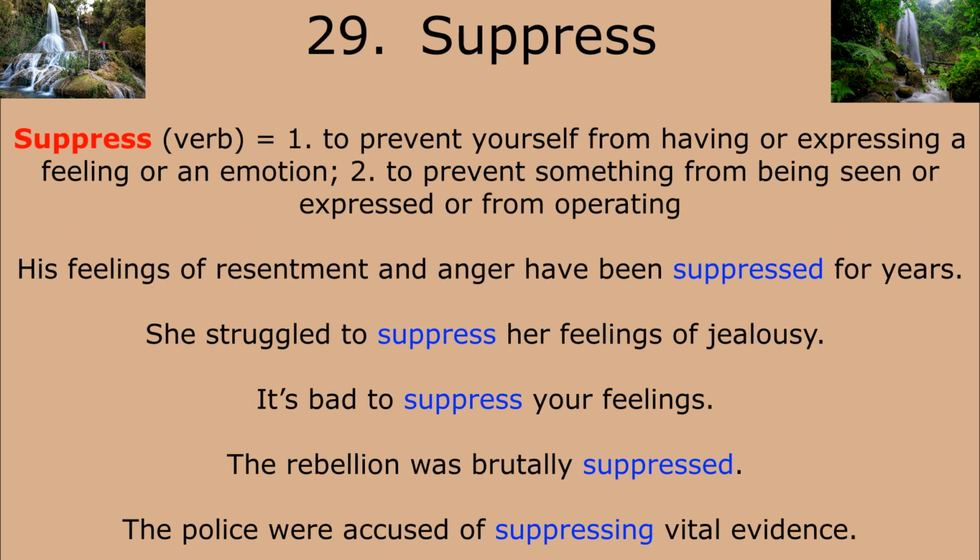The word number 29 is the word to suppress. To suppress means to prevent yourself from having or expressing a feeling or an emotion. It also means to prevent something from being seen or expressed or from operating. For example, his feelings of resentment and anger have been suppressed for years.